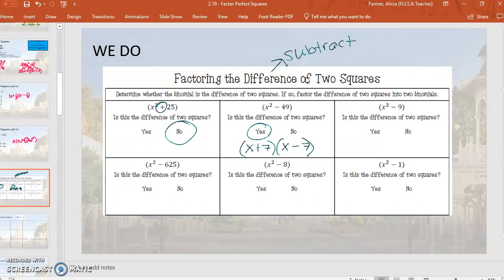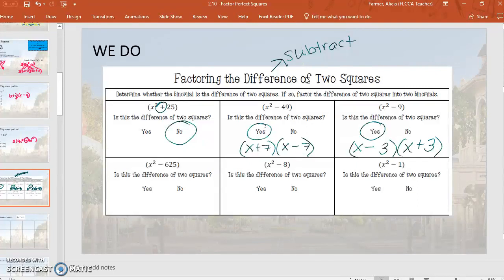All right, example 3. X squared, that's a perfect square. 9's a perfect square. My GCF's taken out, and I got a subtraction sign. Absolutely, I can do this. X squared is just x times x. 9 is 3 times 3. And I don't care who gets the plus sign.